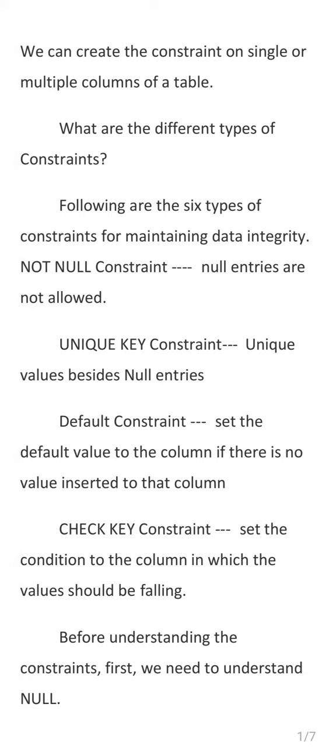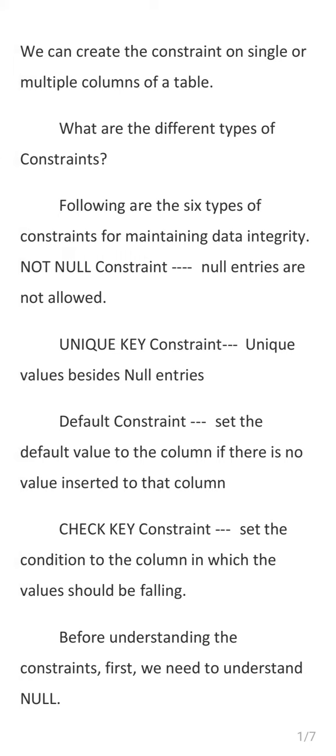What are the different types of constraints? There are some six types of constraints which can be used to maintain data integrity. Not null constraint is one of the types. Unique key constraint, default constraint, check key constraint. So these are the list of constraints we can use to maintain data integrity. Apart from that, we have referential foreign key constraint and primary key constraint. We can discuss that in detail.